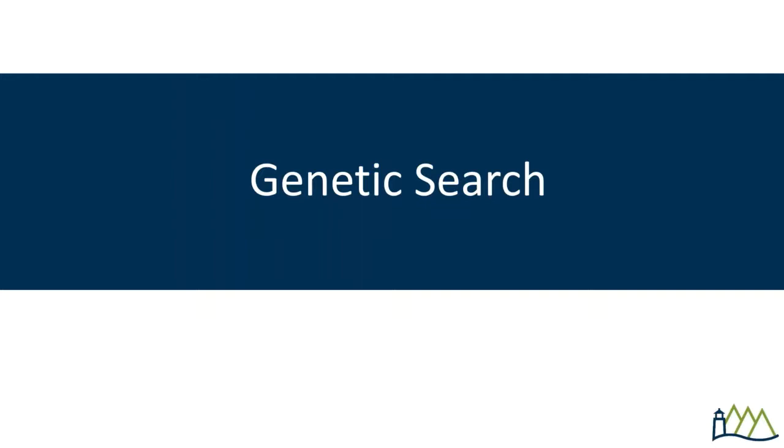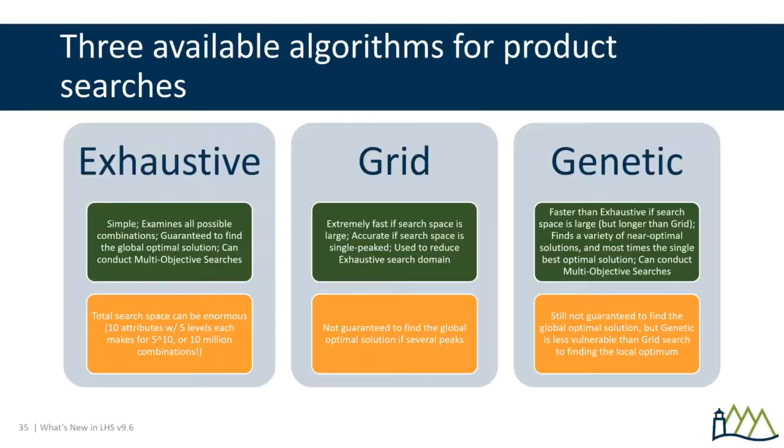All right, so the last feature of 9.6 that we're going to talk about today is genetic search. And genetic search is once you've created your HB utilities from your CBC or adaptive CBC module, you get to go into the choice simulator and you can search for the optimal combination of your product or service based on each individual level utilities.